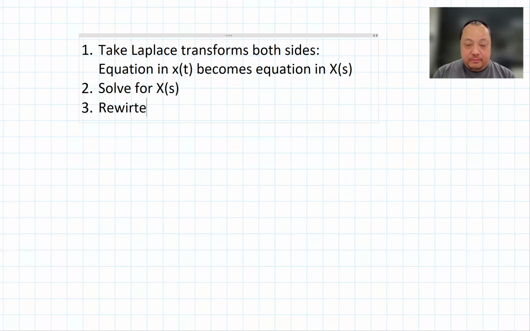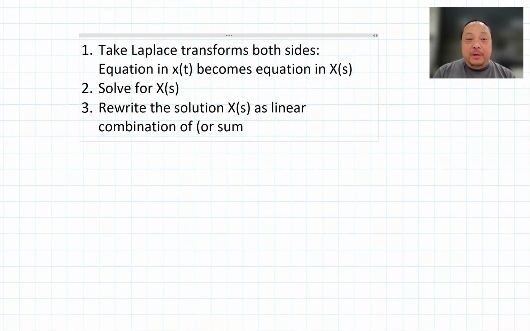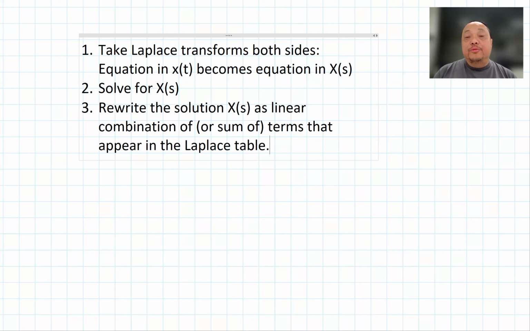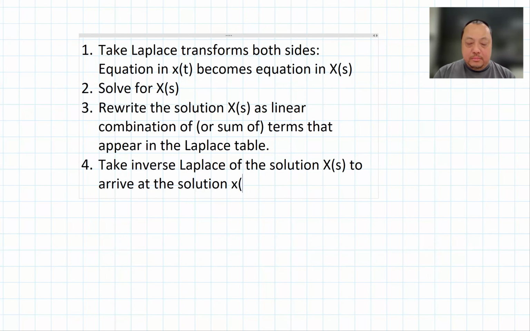So first, rewrite the solution big X as a linear combination of, or sum of, think of it as a sum of terms that appear in the Laplace table, with an extra constant coefficient in front. Once you have that, then you can take the inverse Laplace. And you arrive at the solution little x of t.